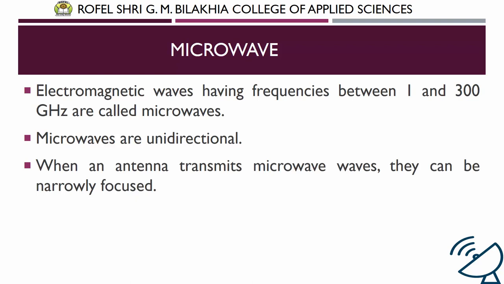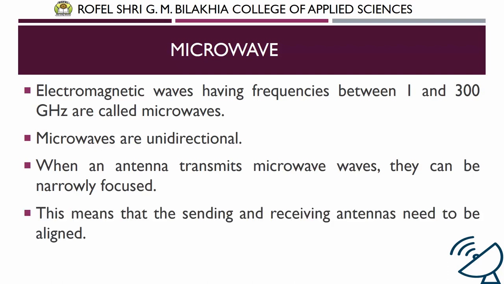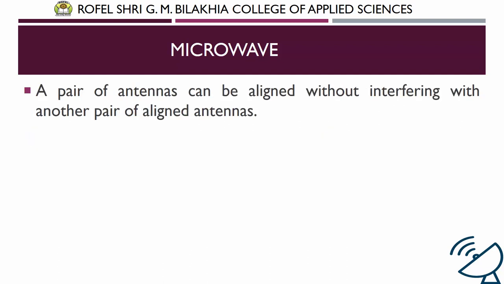narrowly focus karta hai. This means that the sending and receiving antenna need to be aligned. Dono antenna ek dusre ke sath align hona necessary hai, face to face align karta hai. Theek hai? So here the unidirectional property has an advantages, like a pair of antenna can be aligned without interfering with another pair of aligned antenna. Do antenna ko aise align karna hai ki kuch beech mein kisi ka bhi interfere nahi aayega.